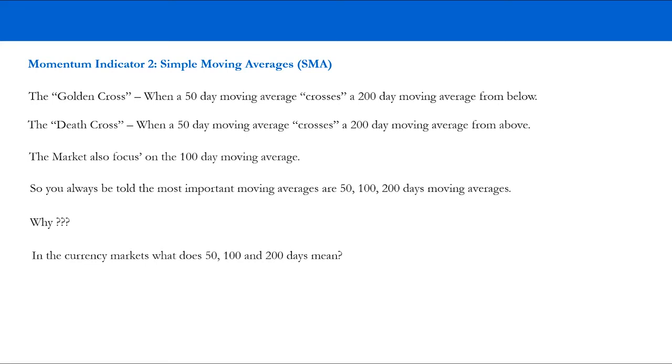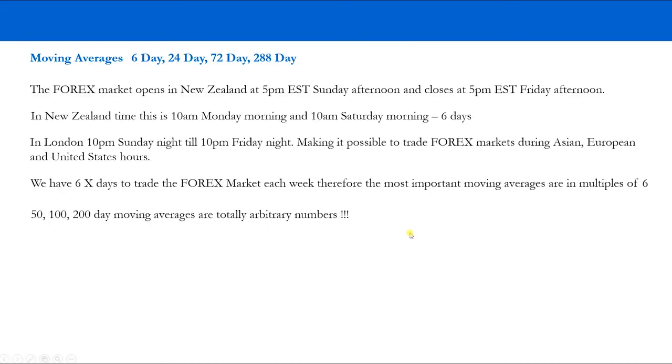But why? What is the significance of 50 days, 100 days, and 200 days? Why not, for example, 49 days, 99 days, and 199 days? Why is 50, 100, and 200 important? What does it mean for currency markets? Well, it's actually a trick question. There is no significance whatsoever. The Forex market trades for 6 days a week. These numbers are completely arbitrary and pushed and perpetuated by market participants with conflict of interest in order to make people trade.